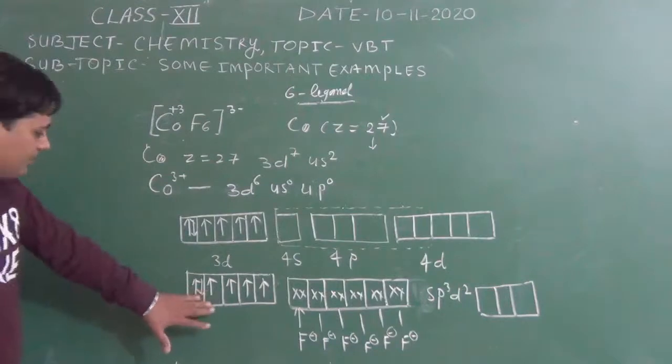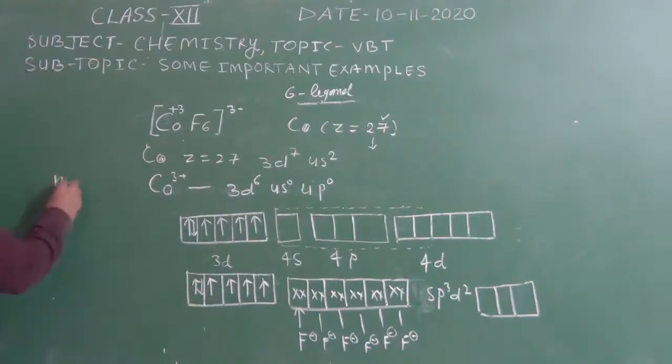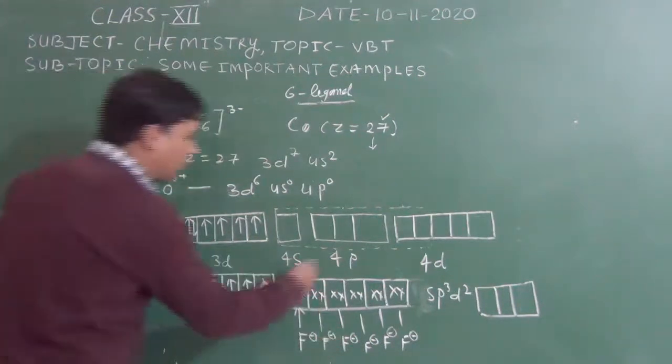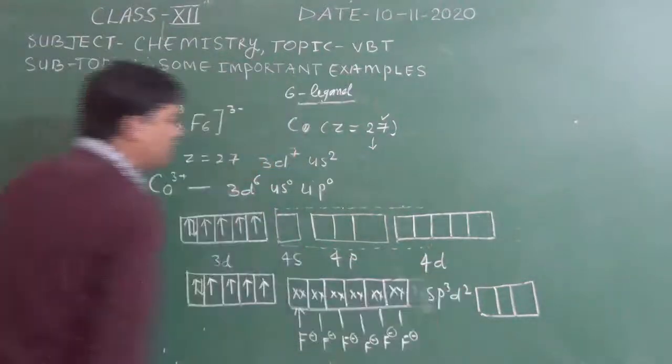How many unpaired electrons? That is n equal to 4. So it forms a spin-free complex, and it is an outer orbital complex, because the outer orbitals, that is s, p and d, are involved in bonding.